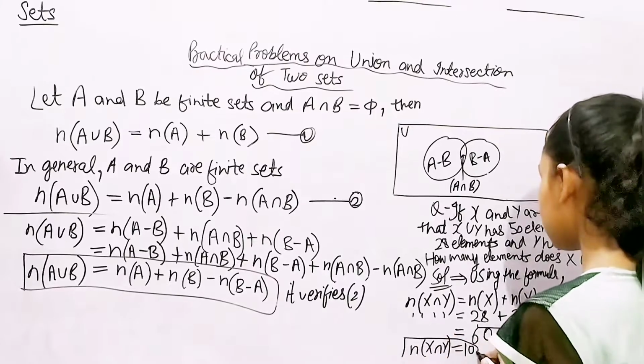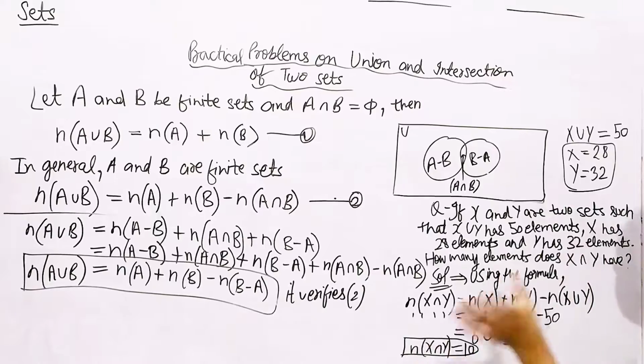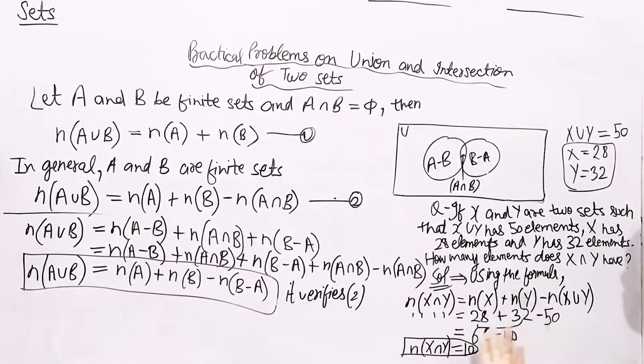So the number of elements in X intersection Y is equal to 10. That's it. I just added them, the sum of 28 and 32 is 60, and 60 minus 50 gives us 10. So the number of elements in X intersection Y is equal to 10.